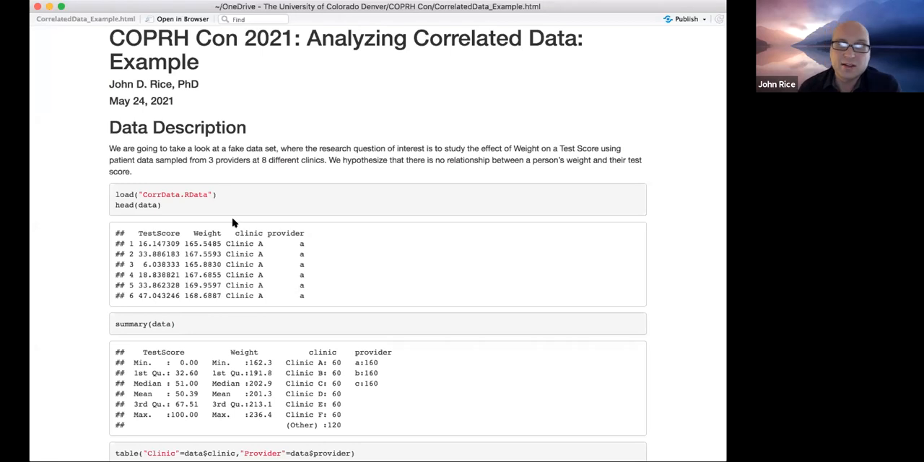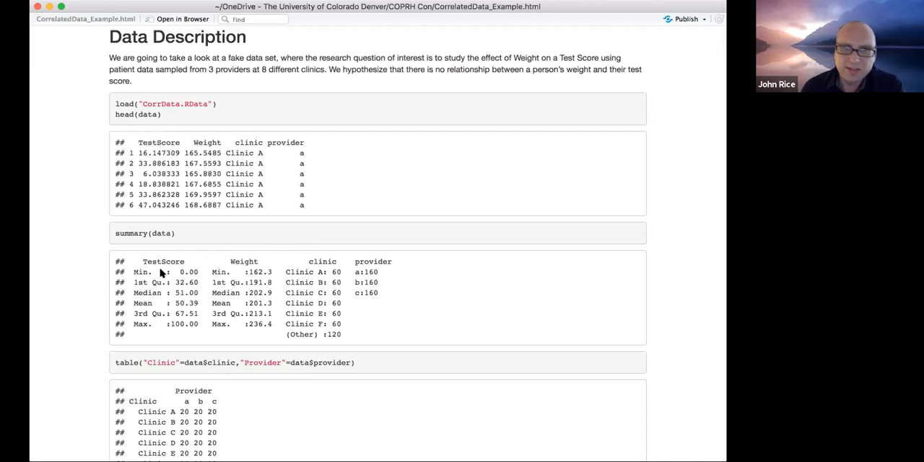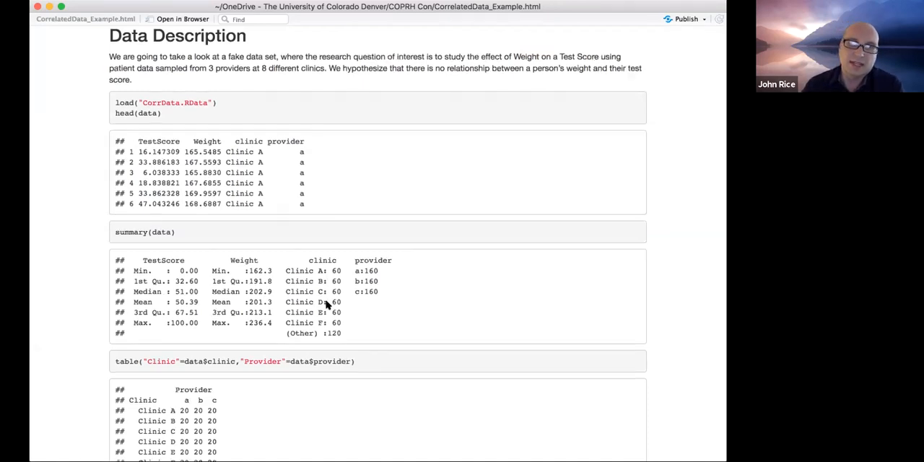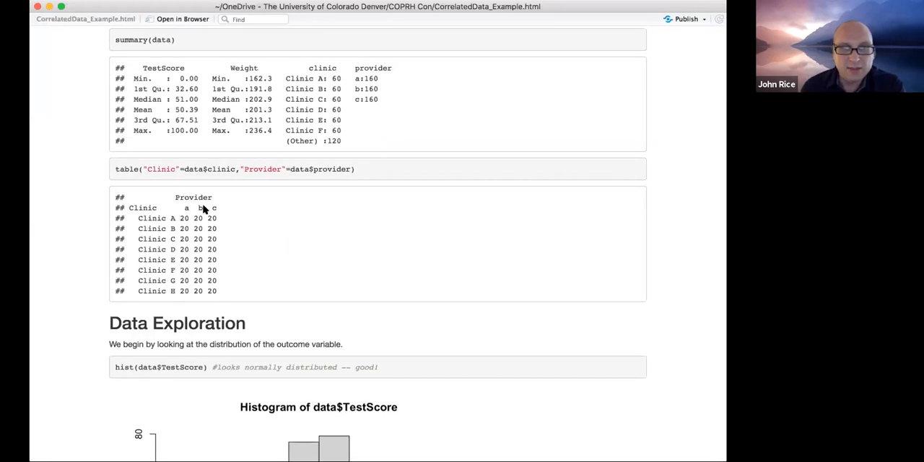But we've collected this data from a set of 8 clinics, each of which has 3 different providers associated with it. So kind of looking at a summary of the data, our test scores range from 0 to 100, our weights range from 162 to 236, and then we have 60 observations associated with each of these 8 clinics, and a certain number with each provider within clinic. So again, these providers are lettered A, B, and C, but they're not meant to indicate the same provider. They're not the same provider across practices or across clinics. It's just the naming scheme.